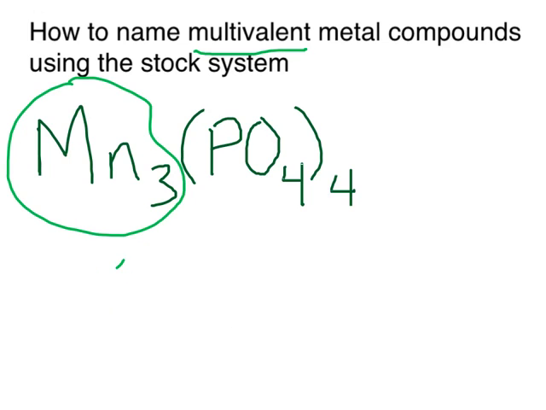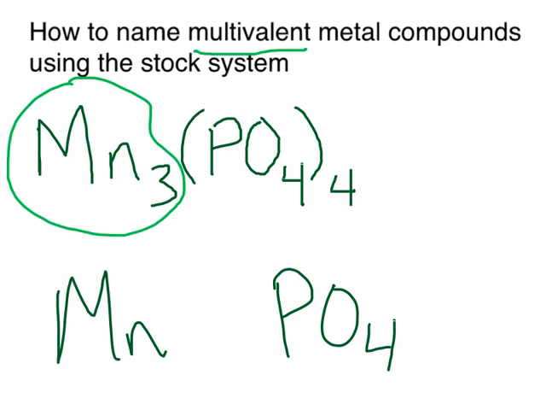So what we're going to do now is the reverse. We know how many of each of these things we have, but we want to figure out the charge. So I'm going to go ahead and write down Mn and PO4. Now Mn is the wonky one. We don't know what the charge of that is, but if you look on the back of your periodic table, you can see your polyatomic ions. You can find this one, which is phosphate, and you will find that it has a 3 negative charge.